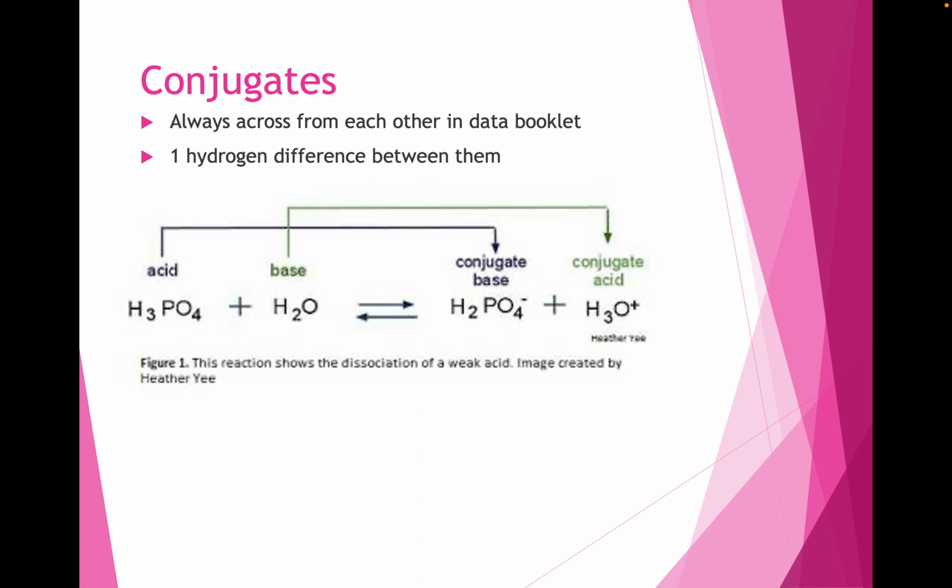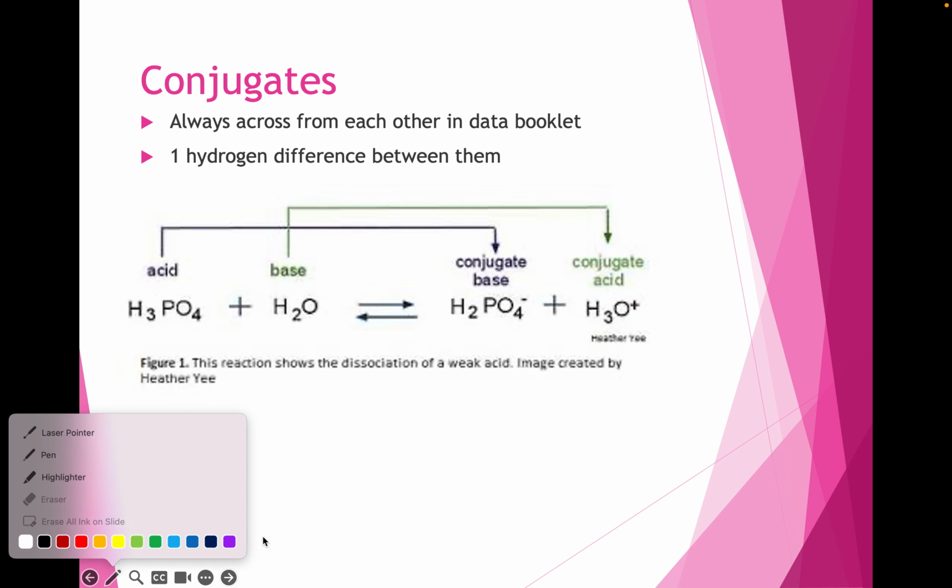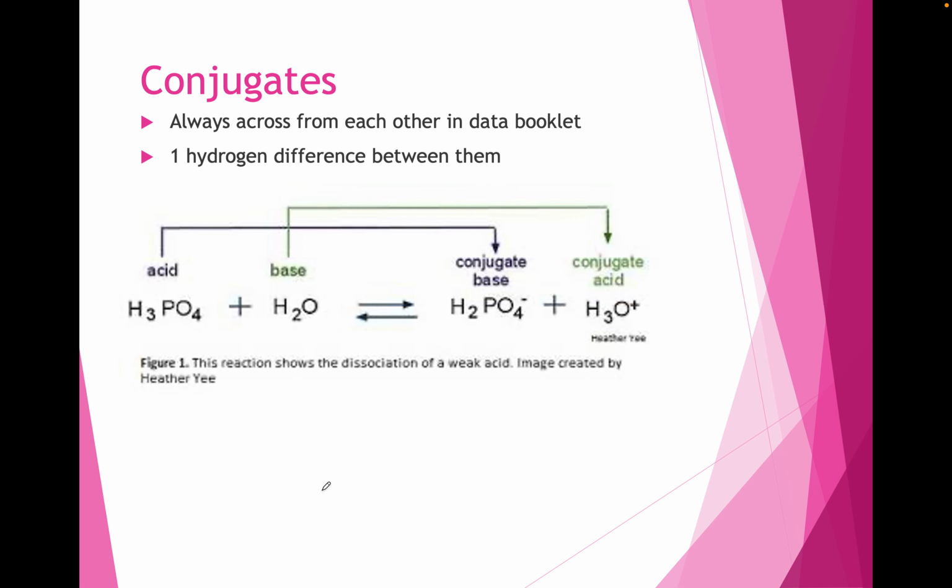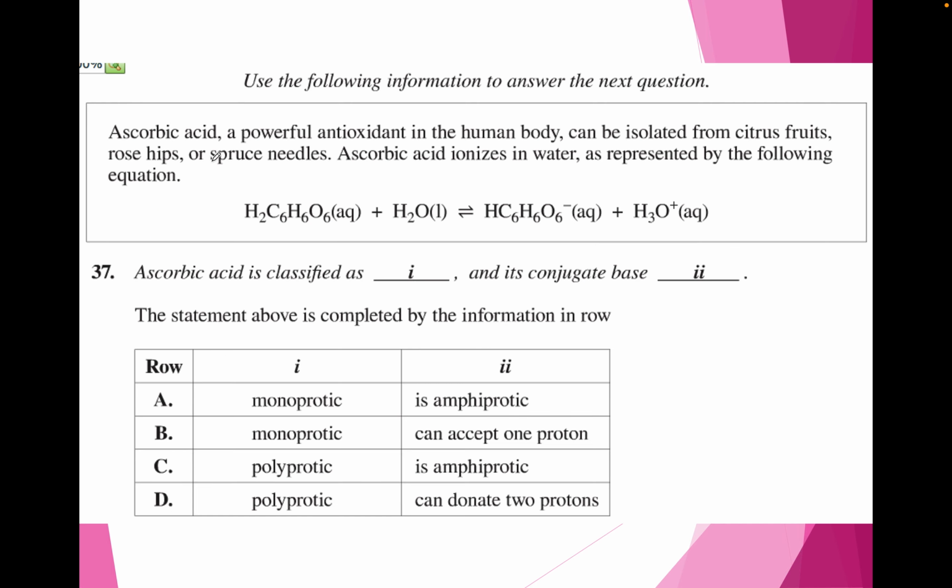Now moving on to conjugates. We did talk about this briefly, but just to re-emphasize, if you have a conjugate acid and a conjugate base, they are right beside each other on the data booklet. In your data booklet, you will see the row conjugate acid with the conjugate base. They are a difference of 1 hydrogen. So we know a conjugate acid with a conjugate base.